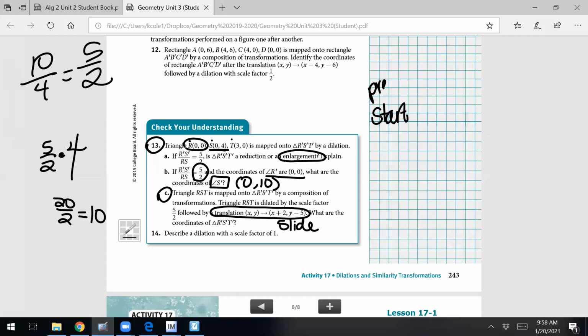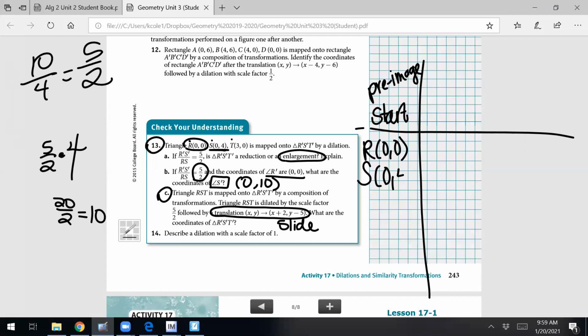Okay, so we're taking notes. Everyone's doing what I'm doing. Y'all are writing. This is our lesson. So our pre-image is located at R at 0, 0, S at 0, 4, and T at 3, 0. You could plot your points if you wanted to, but I think a table is going to serve the purpose and help us stay organized.